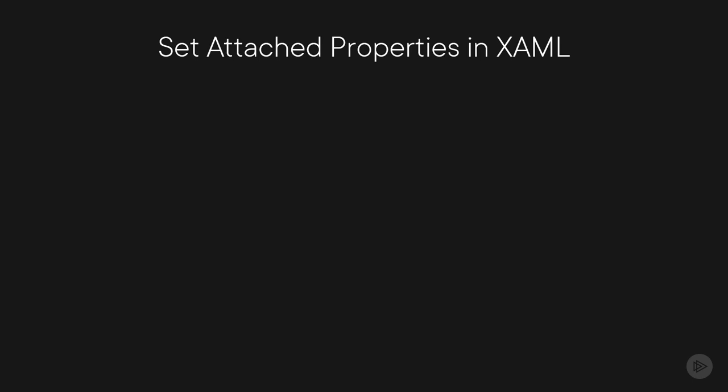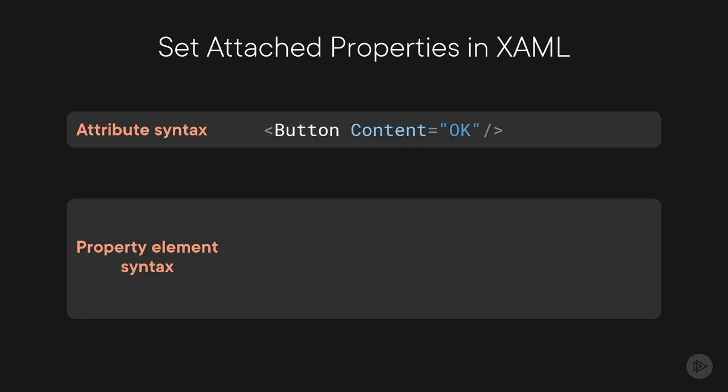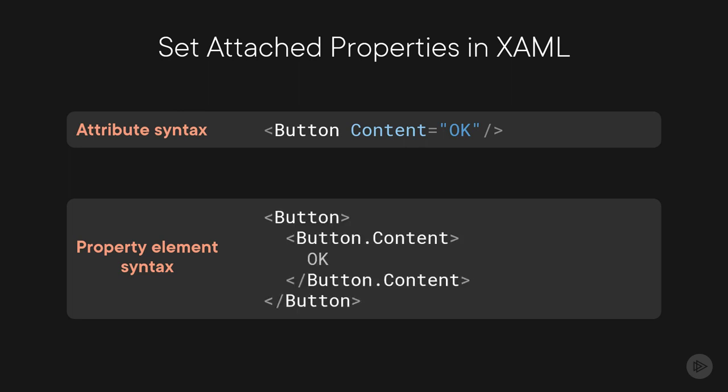You know already that there are different ways to set a property in XAML. Look at this button. The content attribute is used to set the button's content property. As you know, this syntax is called attribute syntax. In the previous module, you also learned about property element syntax, which looks like this. With the property element Button.Content, the content property is set to OK.